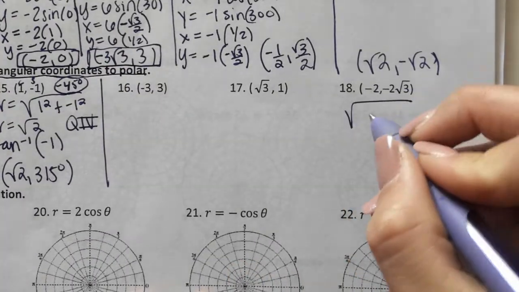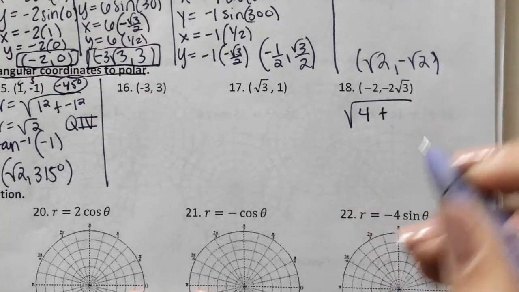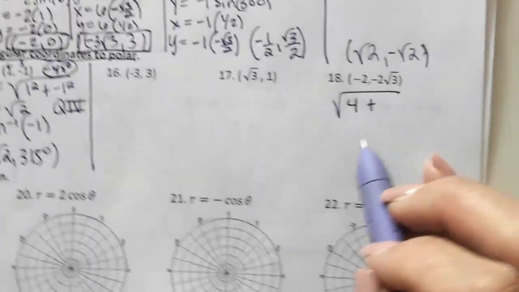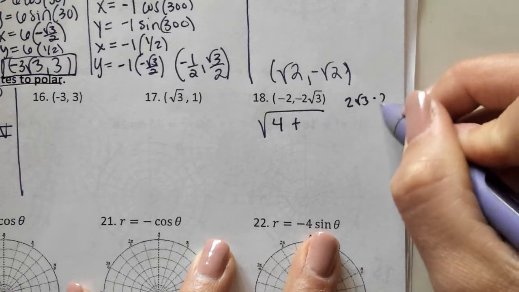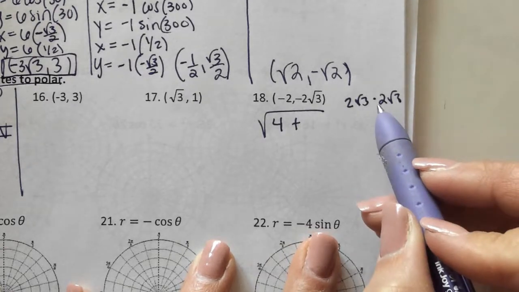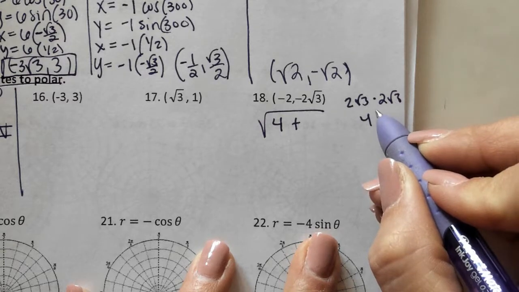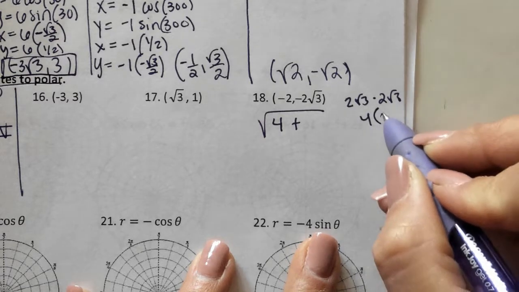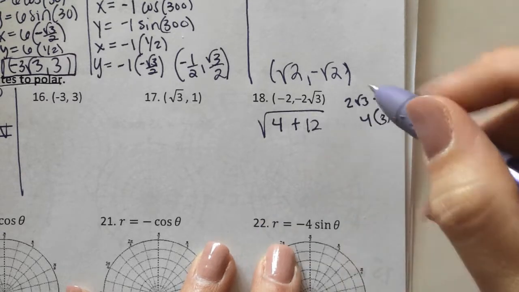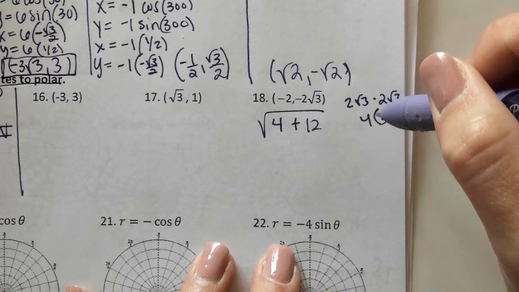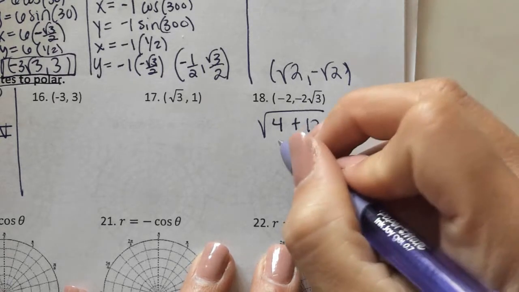18, we'll have the square root of negative 2 squared, which is 4. Plus, what is 2 square root of 3 squared? Well, let's see. We know that 2 times 2 is 4. What is square root of 3 times square root of 3? Square root of 9, so it'd be 12. If you didn't know that, you could type 2 square root of 3 squared in your calculator. It's just going to be square root of 16, which is 4. Very good.